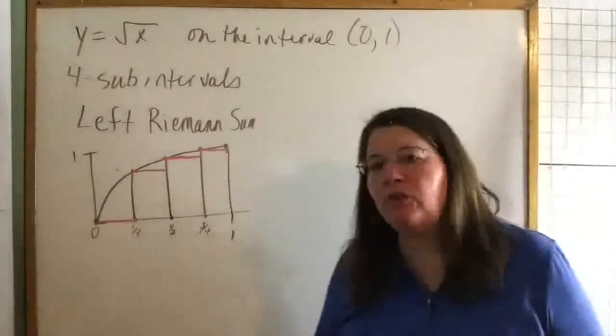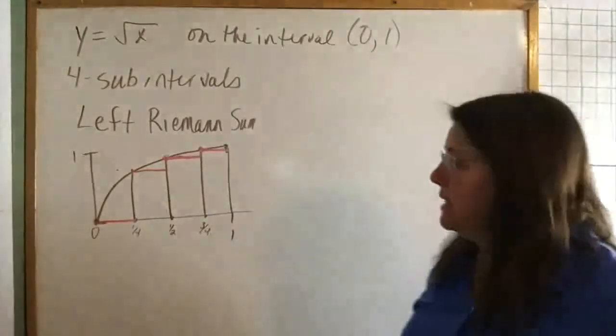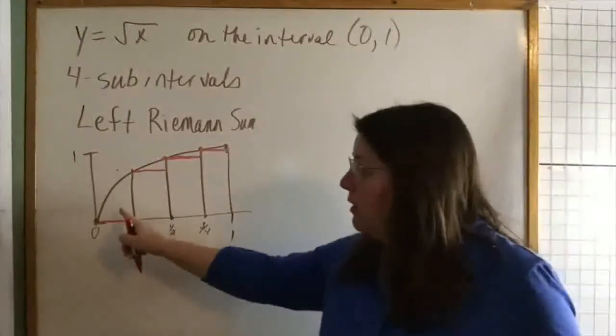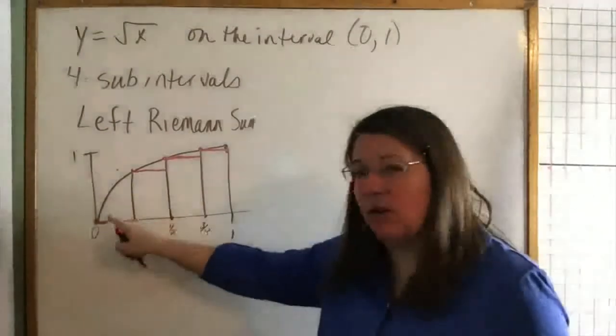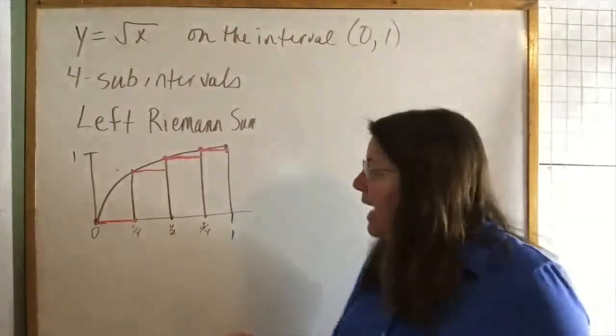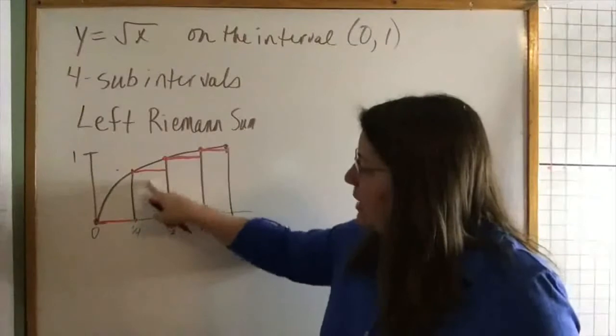Now, if they were to ask you if this is an over or an underestimate, I would say it's an underestimate. First of all, you don't have any area here because of the way we had to draw the line. This area of this rectangle is well below.